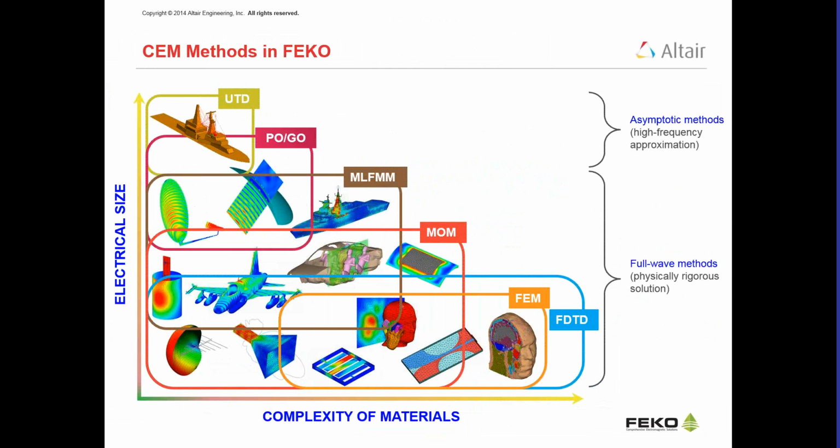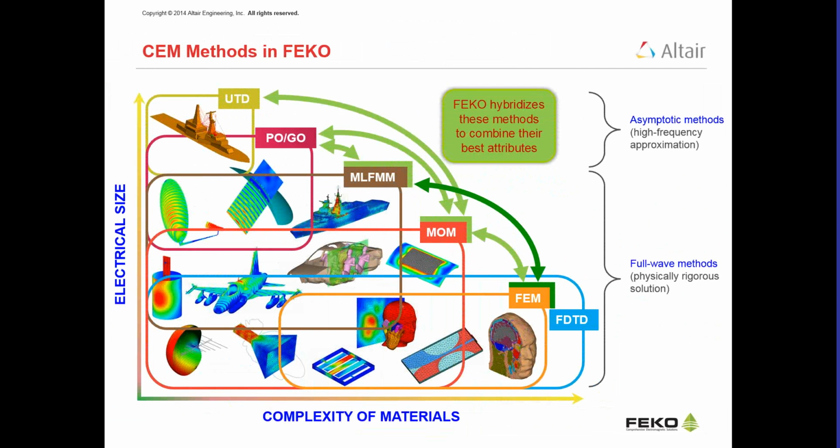FEKO incorporates all these techniques, but also hybridizes them. You can see the various methods that are hybridized with each other. So in each problem, one can use a full wave method for part of the problem, and for the rest of the problem, one can use the asymptotic methods. This makes FEKO the most powerful tool for electromagnetic analysis, and also a very flexible tool. You're not restricted to using only one method, nor restricted by the size of the problem or the complexity of the materials in the problem. You should be able to do both using the various technologies that we have in FEKO.